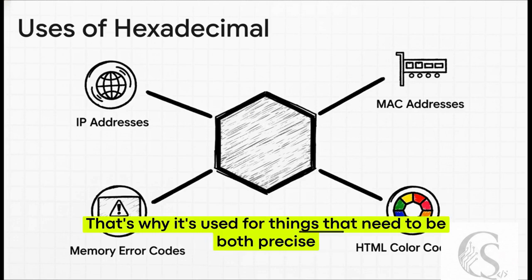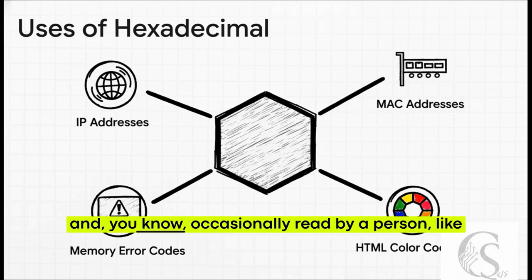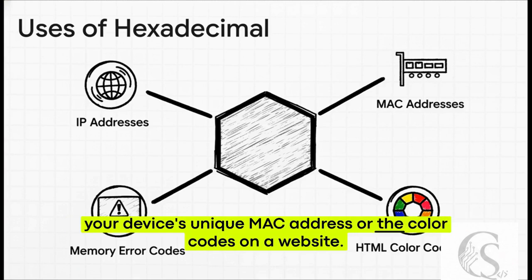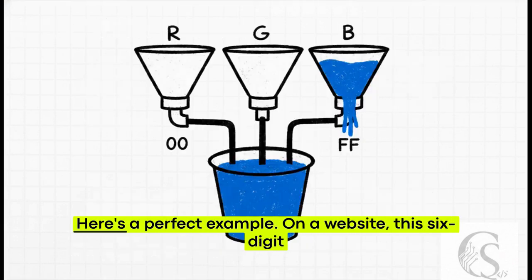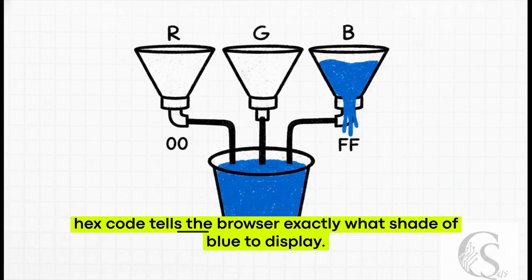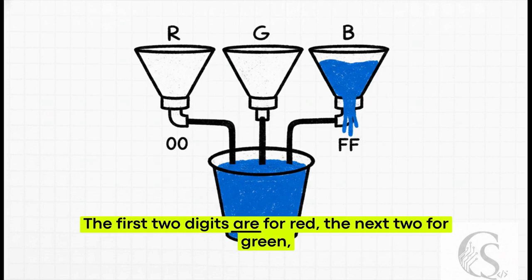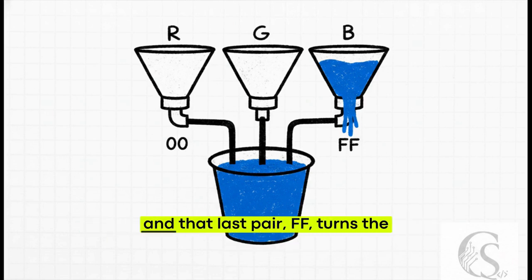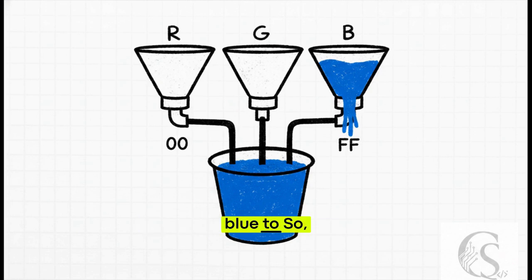That's why it's used for things that need to be both precise and, occasionally, read by a person, like your device's unique MAC address or the color codes on a website. Here's a perfect example. On a website, this 6-digit hex code tells the browser exactly what shade of blue to display. The first 2 digits are for red, the next 2 for green, and that last pair, FF, turns the blue component all the way up. It's just a really elegant and efficient system.